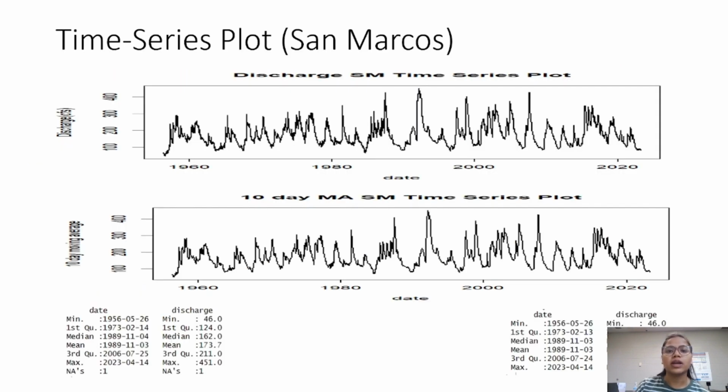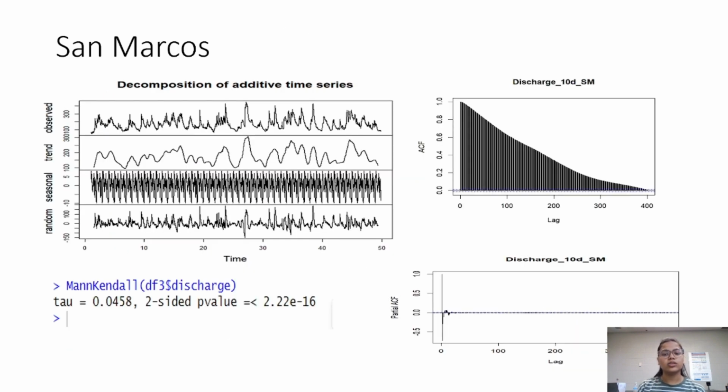For San Marcos Spring data, I also performed the same process, but the San Marcos data had only one missing value. For San Marcos, I changed the lag value from 800 to 400, which is around 1 year. Our tau for San Marcos is positive, which means there is a slight increasing trend in our data for San Marcos Spring.